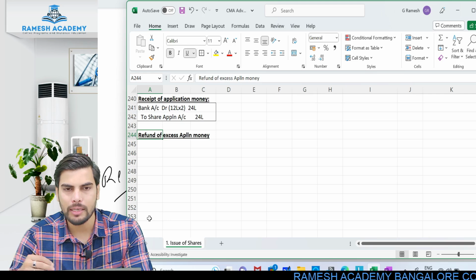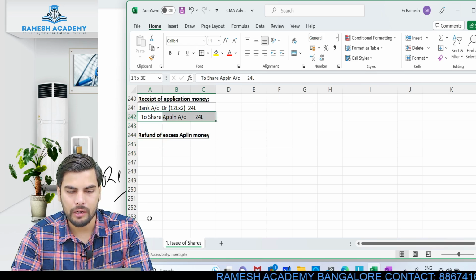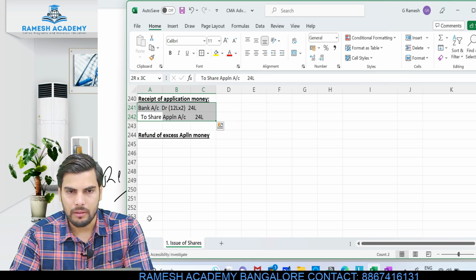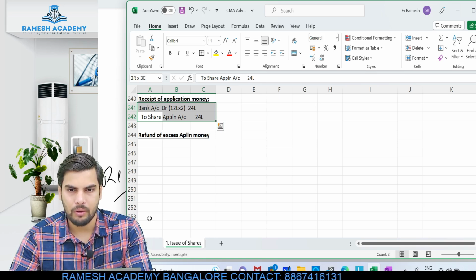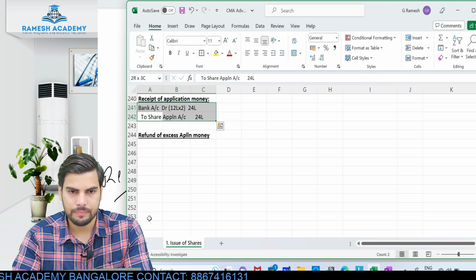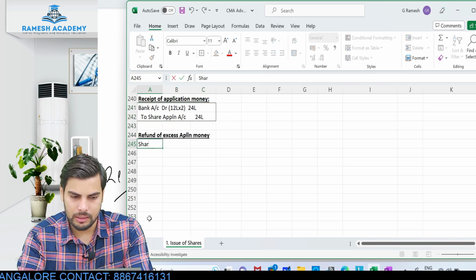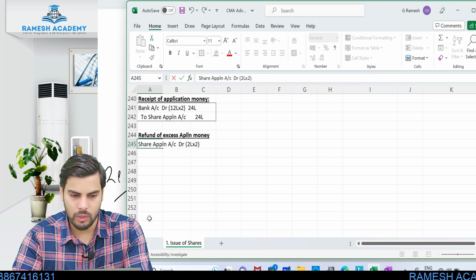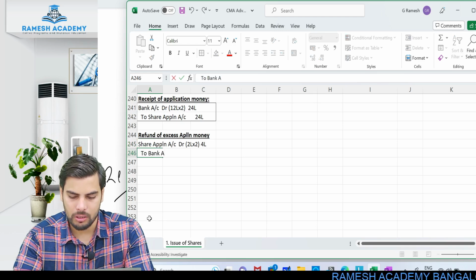So the entry will be exactly the reversal of the entry we passed for receipt of the application money. Let's have a look. I just need to reverse this entry. Share application account debit, 2 lakh is the excess application I had received. So 2 lakh into 2, this would be 4 lakh, to bank account, because I'm refunding the amount.